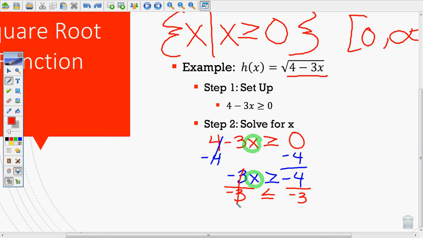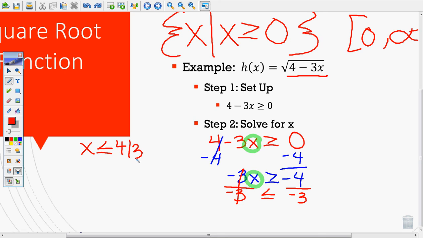So that eliminates it, and then I'm left with x is less than or equal to a negative divided by a negative, which is a positive 4/3. Fractions are okay answers, y'all. They are real live answers.